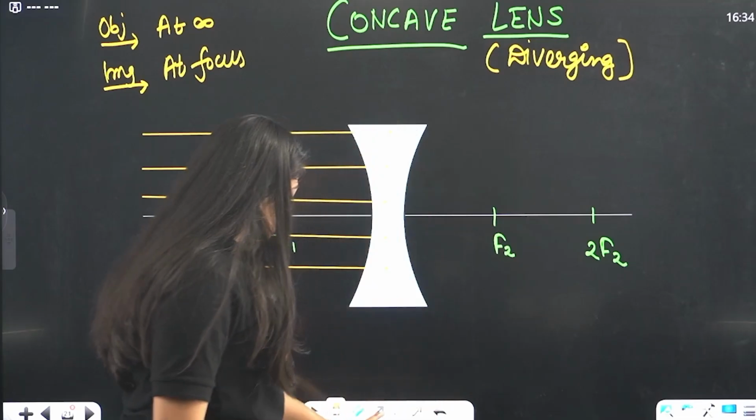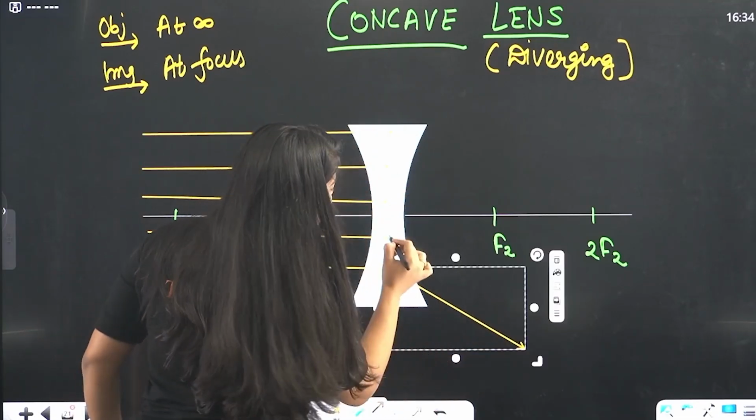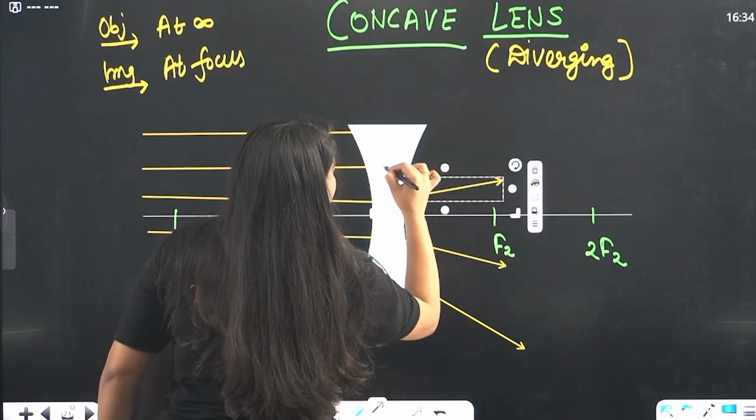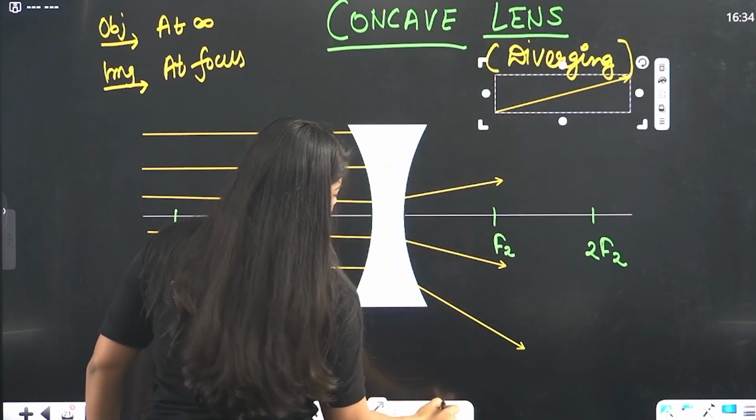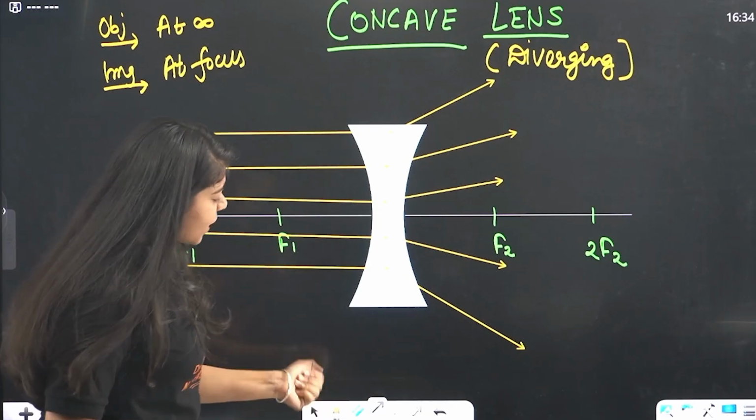Ma'am, what does that mean? That means the rays will not meet. They will refract. They will go away from each other. Okay, then where will the image be formed?